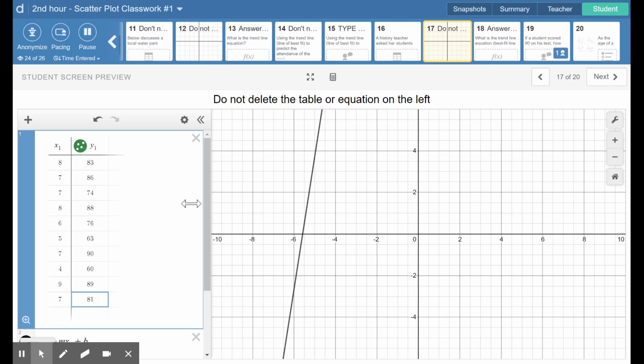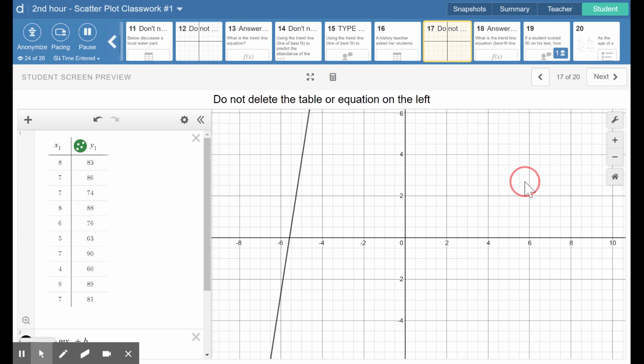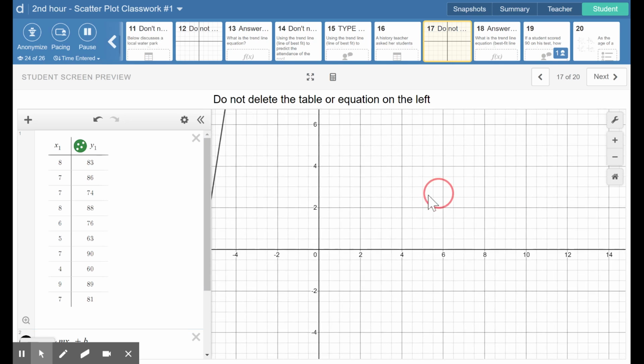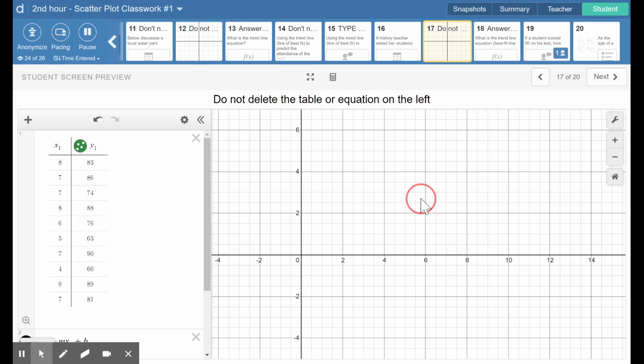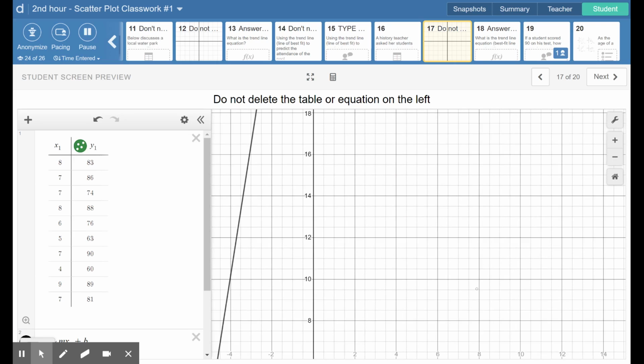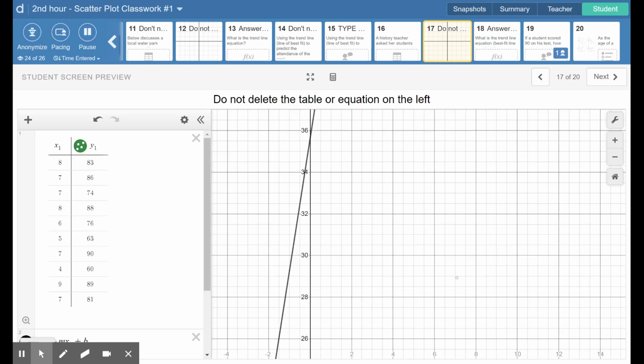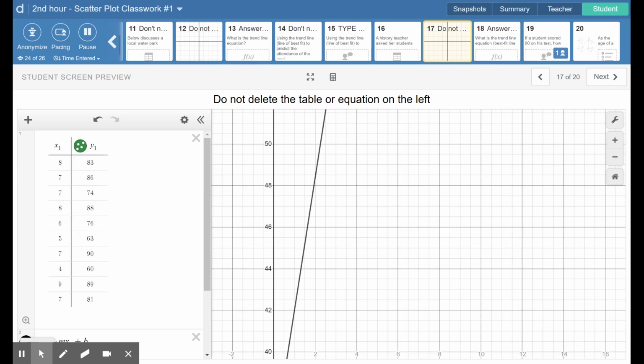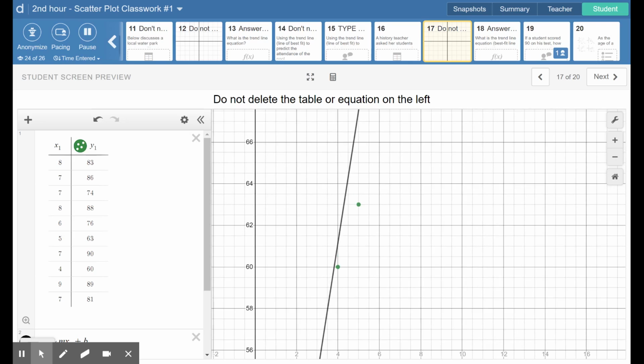but you don't see any points. If you notice over on the x's, the smallest x is 4, and then the biggest x is 9. So we actually have to scroll over here, but then look at the y values. The y values are not from 0 to 6. They're like 63 to 90. So we're going to have to scroll up to see the data points because it's out of our view.